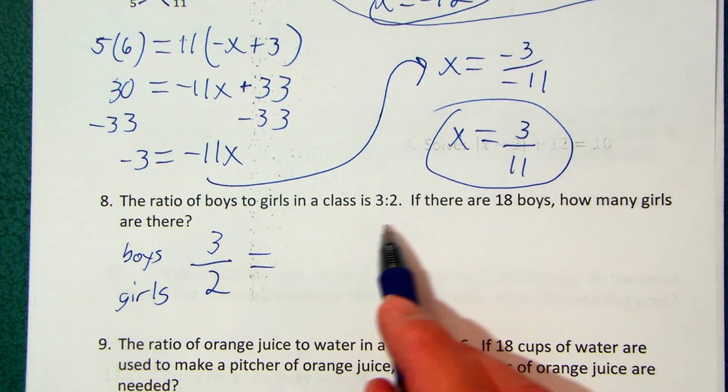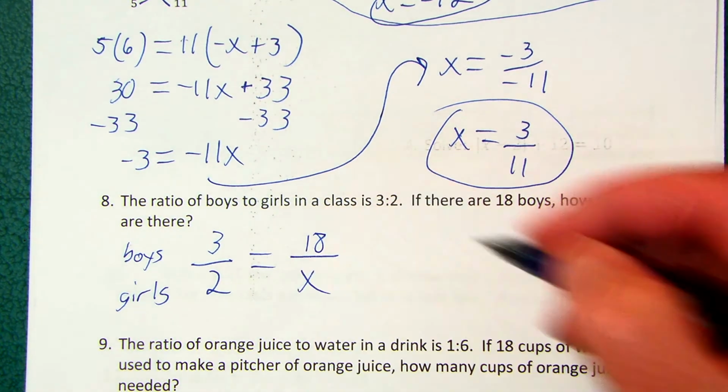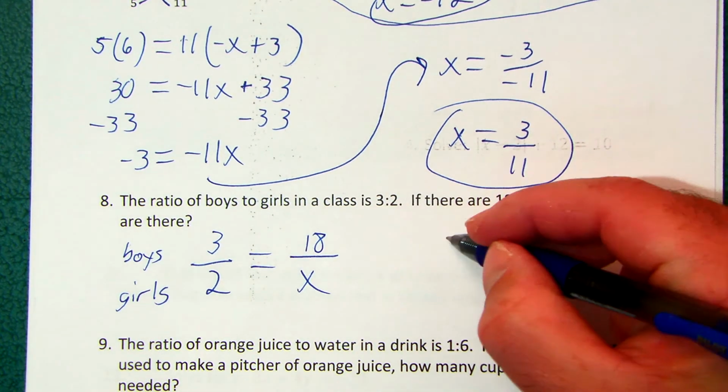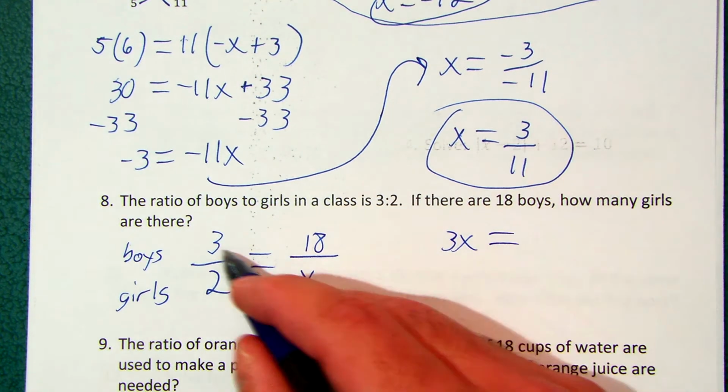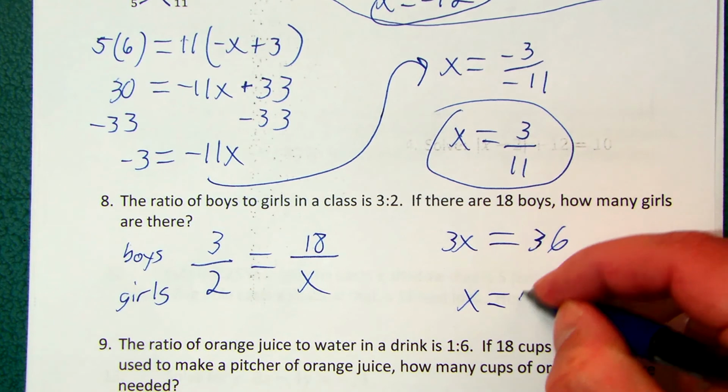So if there's 18 boys, I'm going to put that in the numerator. How many girls are there? We'll just make that x. Cross multiply, 3x, 3 times x, 2 times 18 is 36. So that means x equals 12.